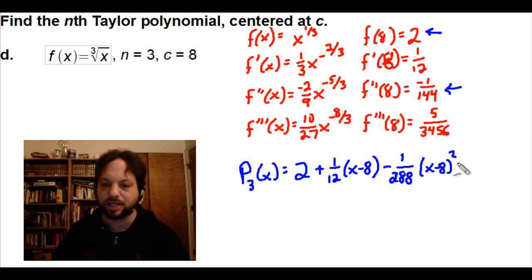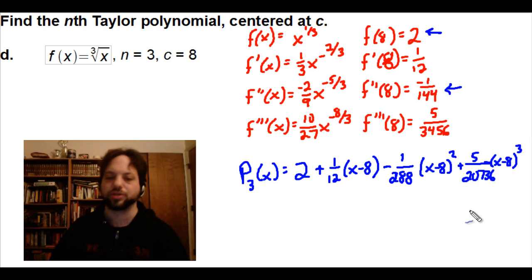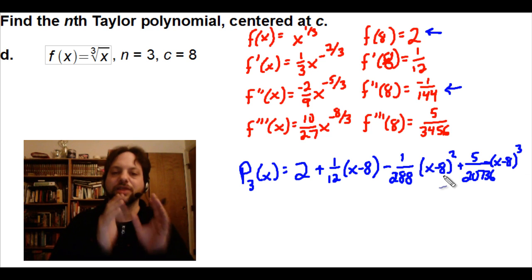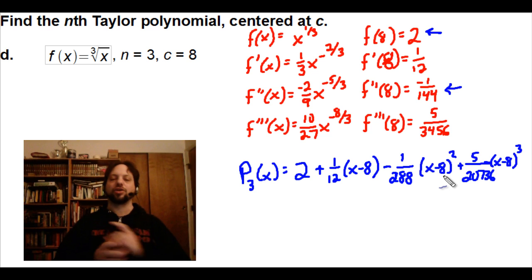And then finally, my last term has the most fun coefficient of all, 3456 times 3 factorial, which is actually going to give us 20,736. Of course, then I have (x minus 8) to the third power. So there is my third degree Taylor polynomial.